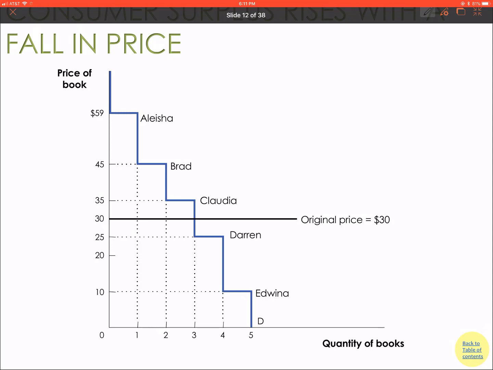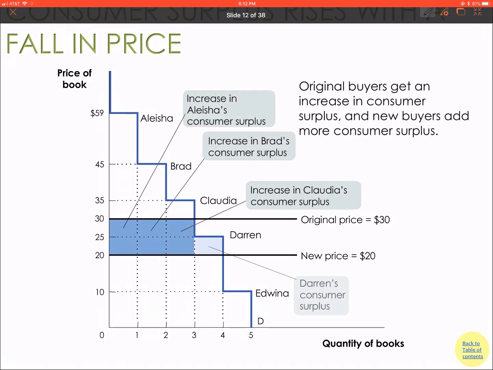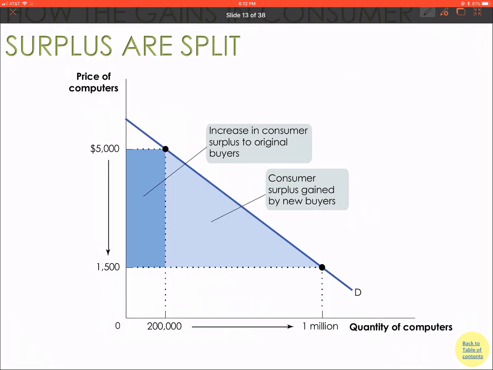So if there's a decrease in the price, what happens? Well, probably more people are going to buy it. Here we pick up Darren, because more people will find that their maximum value surpasses the actual price. Consumer surplus increases for two reasons. You pick up new consumers, and you increase the existing consumer surplus for the already existing consumers, like Alicia, Brad, and Claudia, who all get a higher consumer surplus than before. You can see here how the gains from the increase in consumer surplus are split.